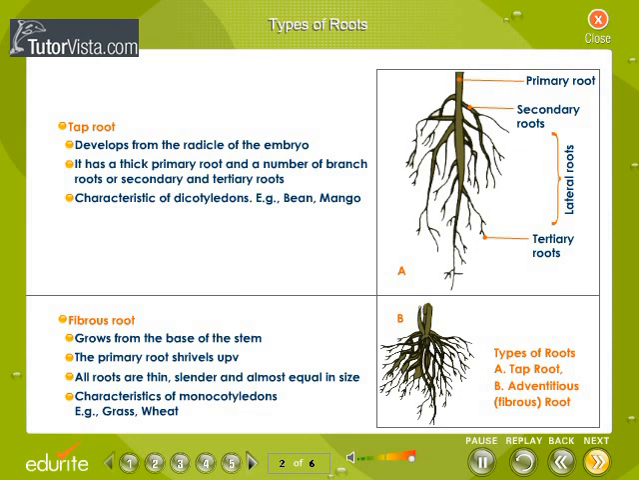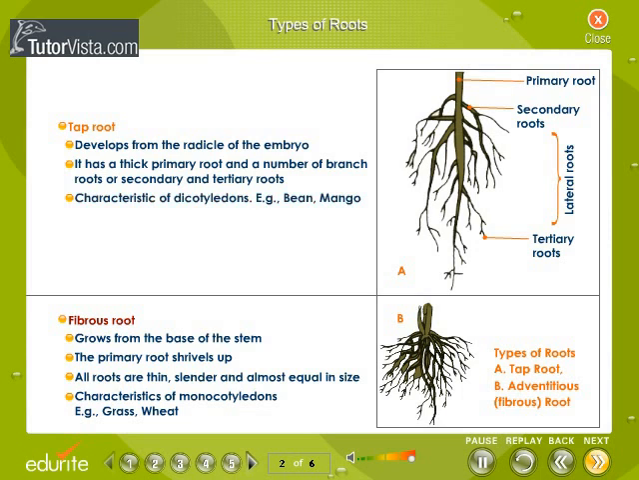Two types of root systems exist among plants. They are the taproot system and the fibrous root system. Taproot system. In the taproot system, the root develops from the radicle of the embryo. It has a thick primary root and a number of secondary and tertiary roots. Bean and mango plant have taproot system.